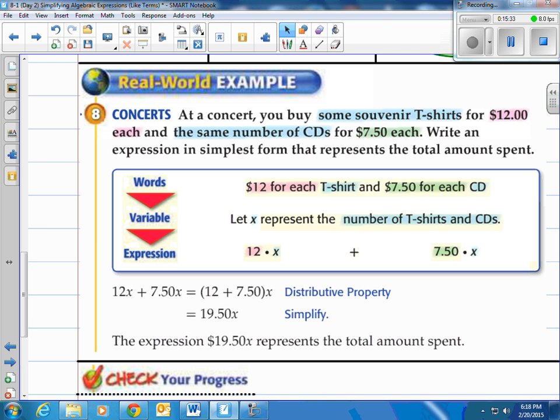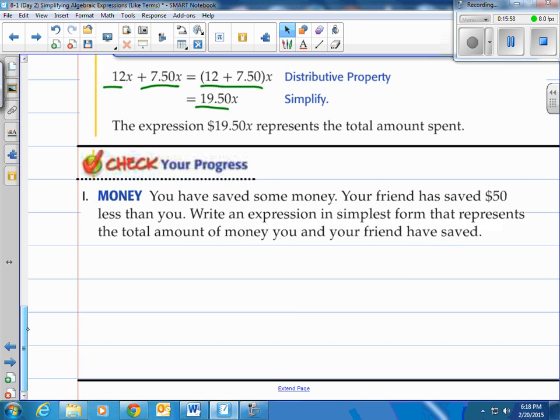So if we do that, 12 times X and $7.50 times X, notice they both have an X. So we can put the coefficients together. We add that up, 19.50 times X. And remember what that represents, $19.50. So the expression $19.50 times how many you bought represents the total amount spent. Now, that was pretty quick. Let's see if you can get this one.